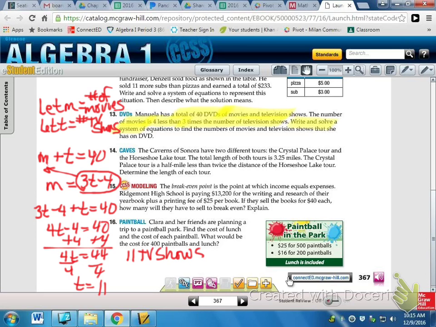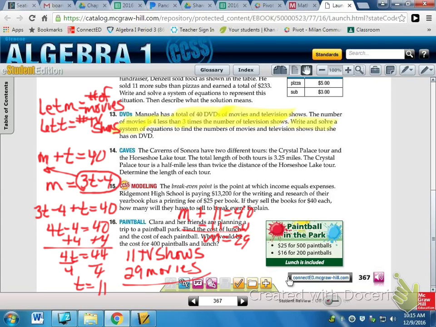So to find the other one, if I take M plus T, M plus 11 equals 40, then I know that there are how many? 29 are movies. That's 4 less than 3 times. Well, 3 times 11 is 33 minus 4.